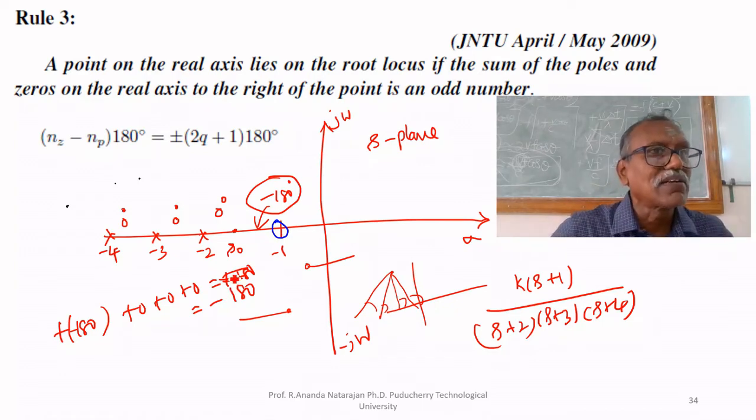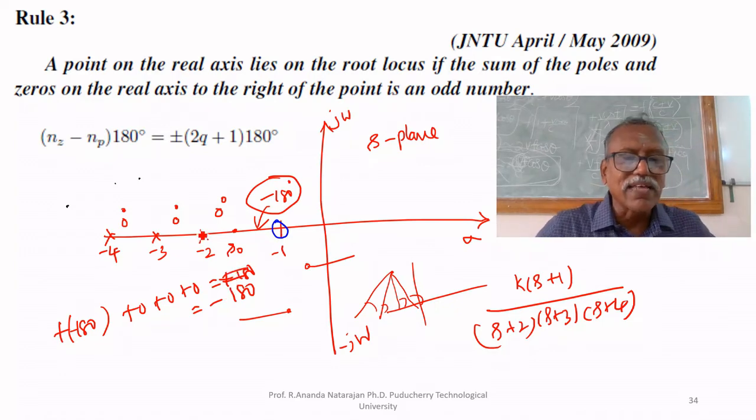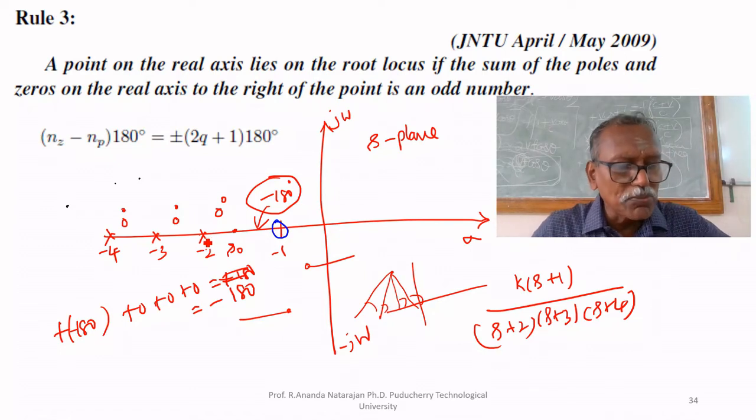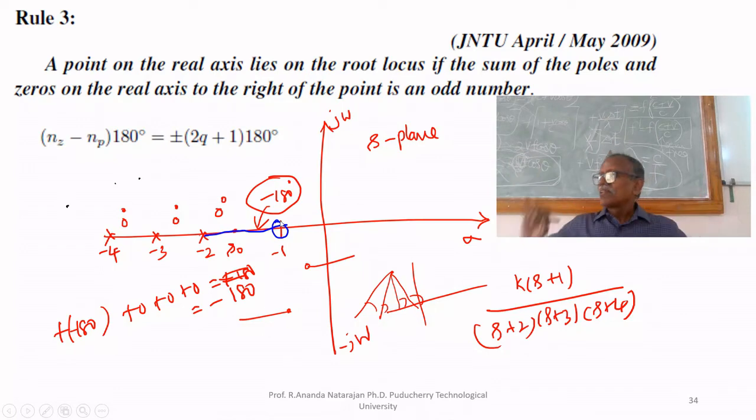Am I correct or not? Angle will be 180 degree. Therefore, all points between minus 2 and minus 1 are on the root locus. I have drawn the root locus. Root locus starts at minus 2 because minus 2 is an open loop pole. It starts at minus 2, ends at minus 1, the open loop zero. So, any point between minus 2 and minus 1 is on the root locus. Therefore, one branch completed. It starts at minus 2, ends at minus 1.